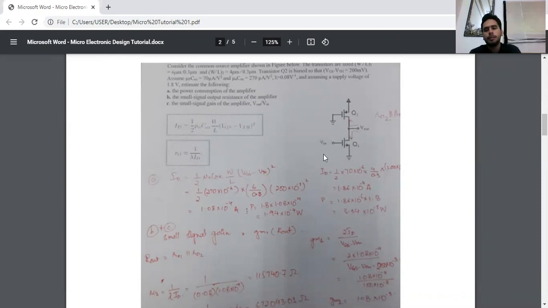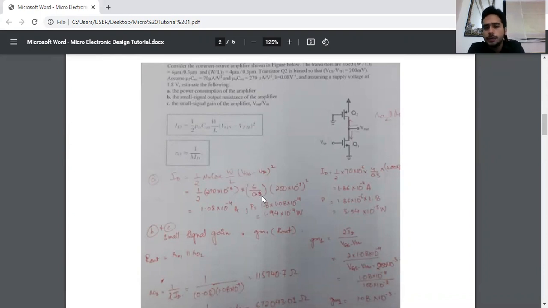So the power consumption of the amplifier is to be found out. For that, we have two different MOSFETs and we'll be calculating the power individually. For the NMOS, which is this one, we get the drain current, that is 1/2 mu_n Cox, whose components are provided to be 270 microamps, and the value of W over L is 6 over 0.3.